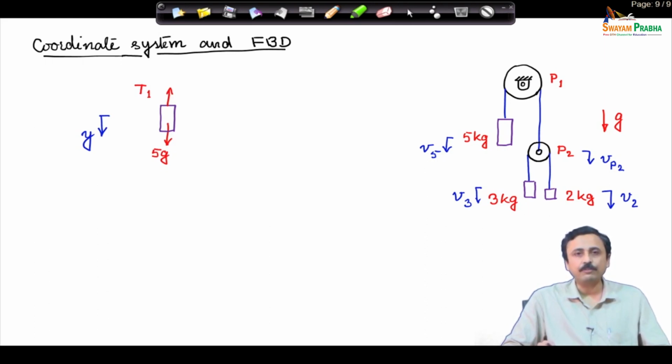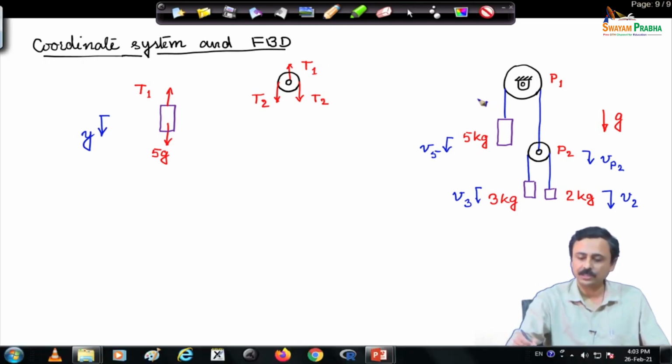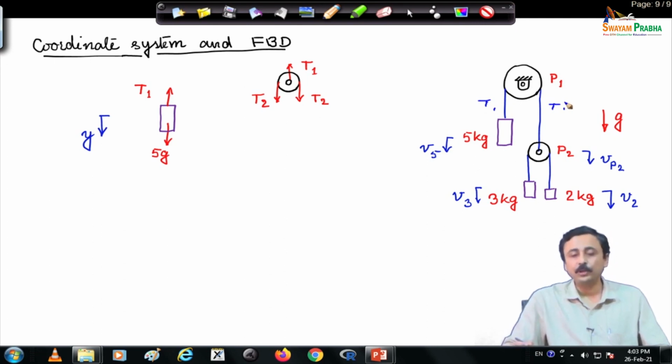This is the free body diagram of the 5 kg mass. You have 5 g, this is the weight, and tension T1 upwards. For the pulley P2, you have the tension T1 which goes from the 5 kg weight, the same tension applies here. So, the tension here which I call T1 is the same as the tension here which is T1, because the pulleys are inertialess and there is no bearing friction.